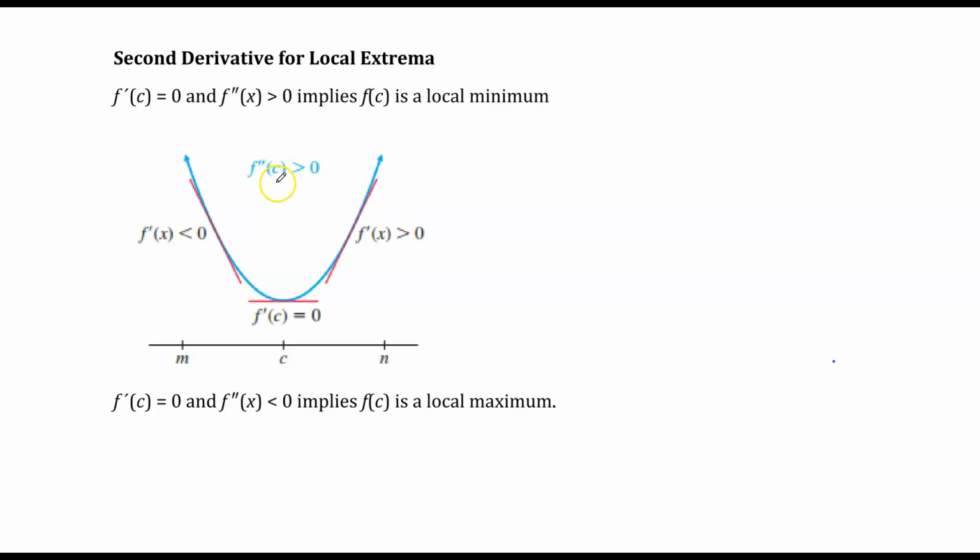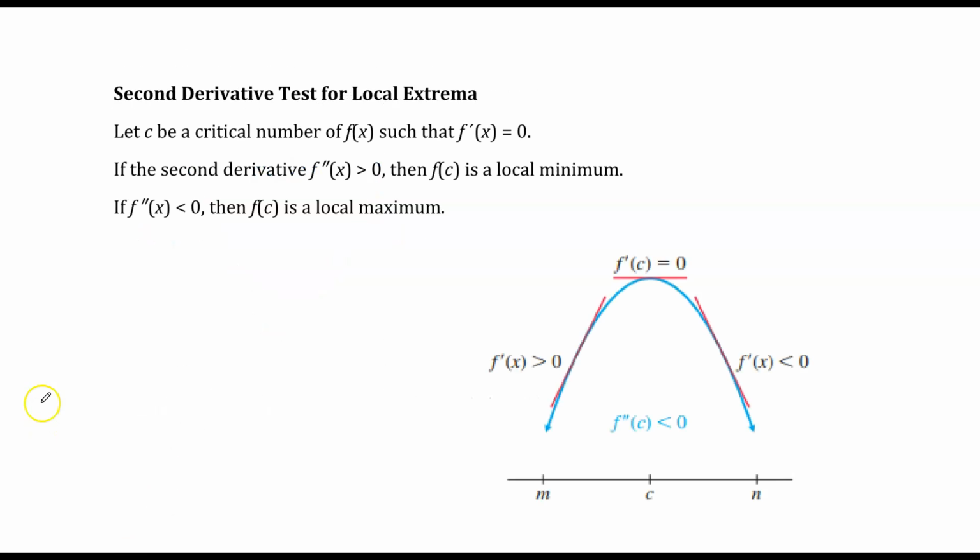Because if f double prime at c is greater than 0, that means the graph is concave upward. At this point, which is a critical number, that is f prime of c is equal to 0, and you have concave upward there, this point is a local minimum. And also, if the second derivative is less than 0 at x equals c, then you have a local maximum at x equals c.